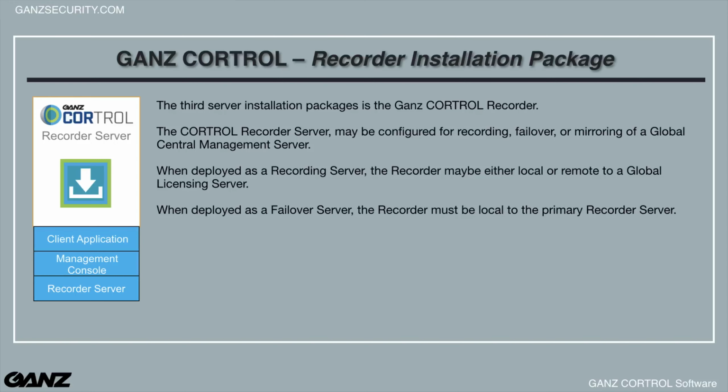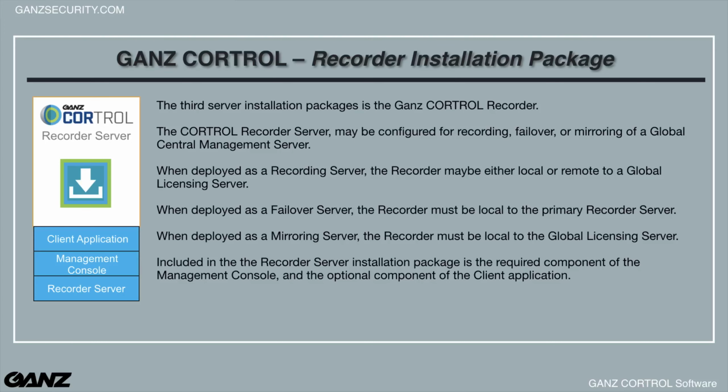When deployed as a failover server, the recorder must be local to the primary recorder server. When deployed as a mirroring server, the recorder must be local to the global licensing server. Included in the recording server installation package is the required component of the Management Console and the optional component of the client application. The CORTROL Recorder installation itself does not require a license prior to installation.